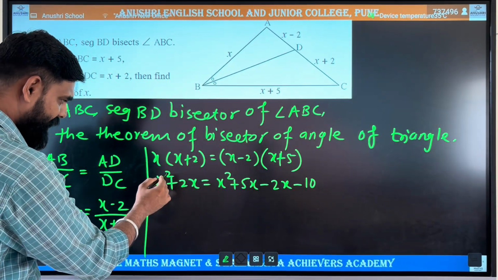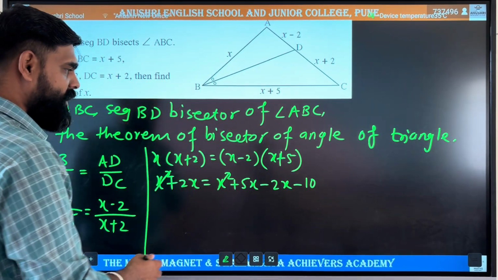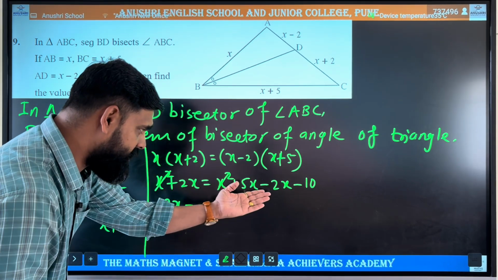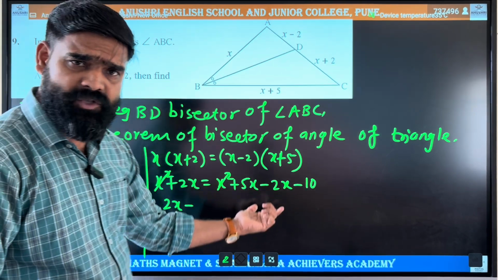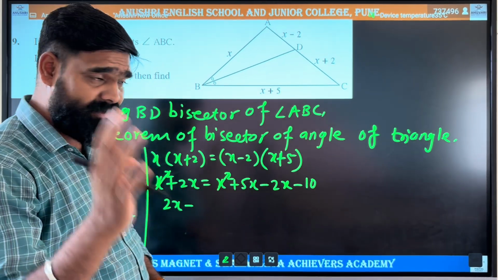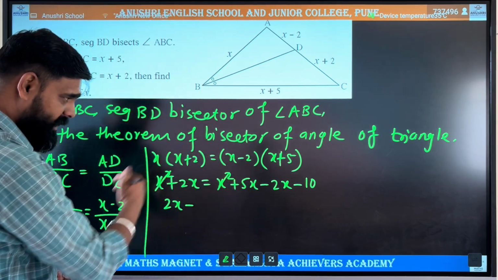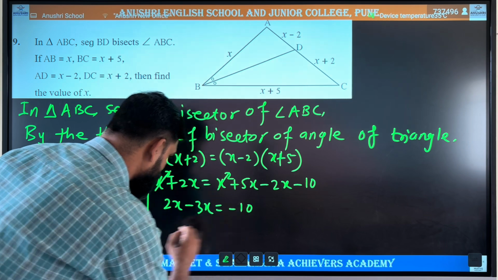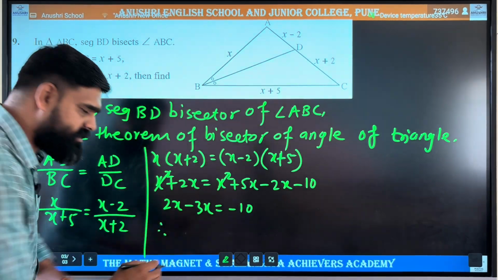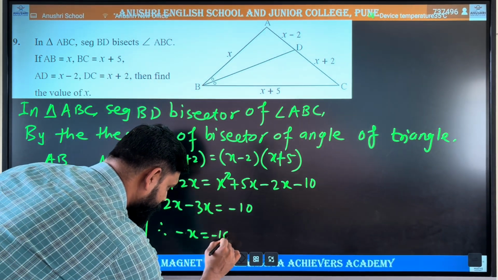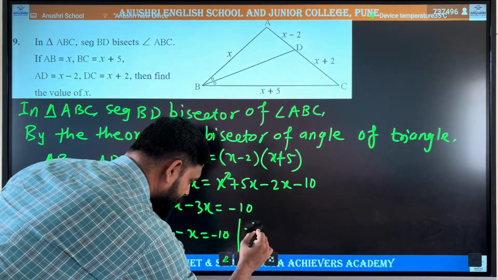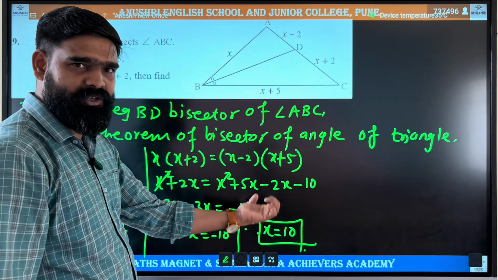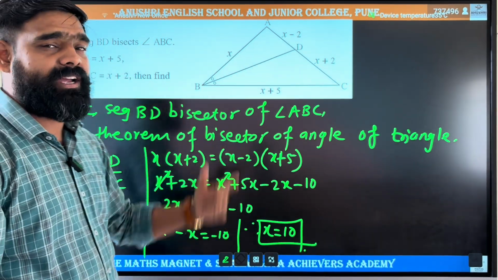Now we can cancel out this x square. After cancelling we will get 2x. Let us take 5x minus 2x, which will be 3x. When we take this 3x to the left hand side it will become minus 3x, and we have minus 10 here. So 2x minus 3x will be minus x is equal to minus 10. So we get x is equal to 10. We got the positive 10, x is equal to 10. So likewise we can solve this question.